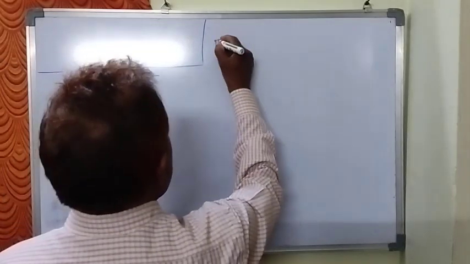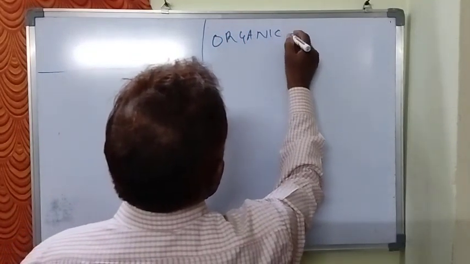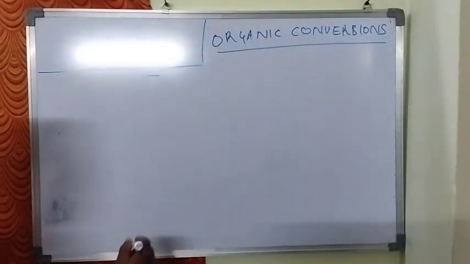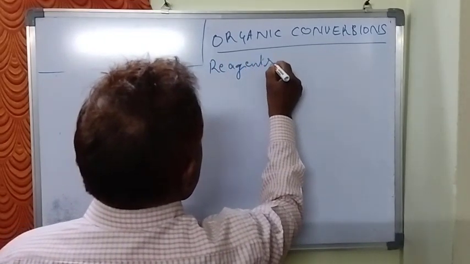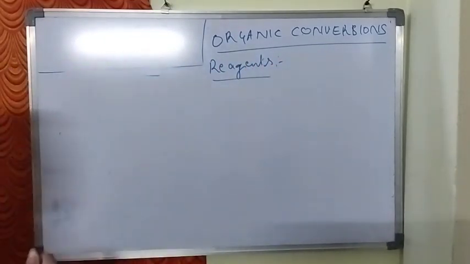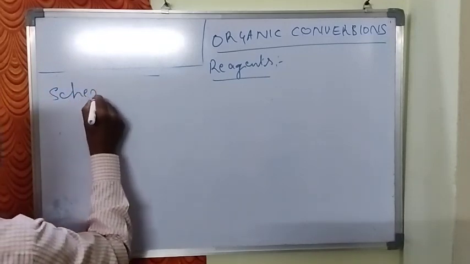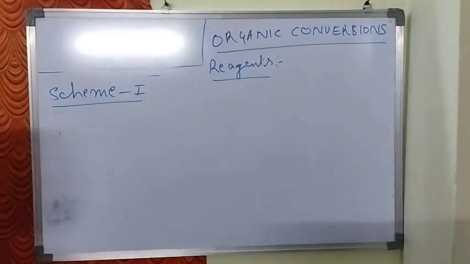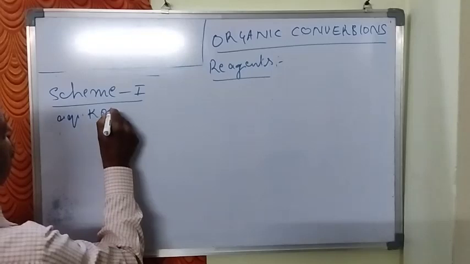So first of all, organic conversions. So in organic conversions, reagents. So let us discuss these reagents and conversions in different units, that is schemes. So scheme 1. In this scheme 1, let us see the reagent aqueous KOH.